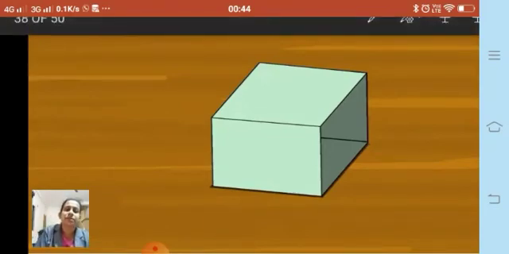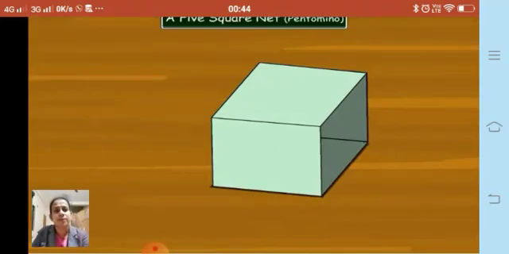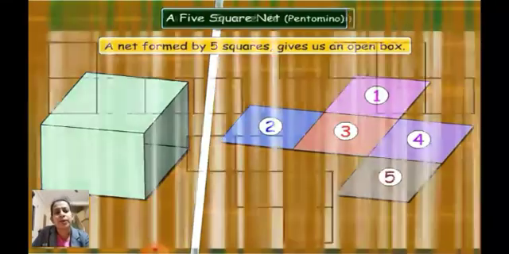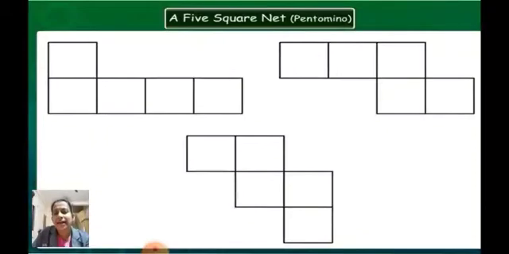So let's proceed now with a small activity again. Let us form a few more boxes from here. A net formed by 5 squares gives us an open box. So here are a few nets shown over here, which are also made up of 5 squares. Let us try to fold them along the bold lines, all the 5.